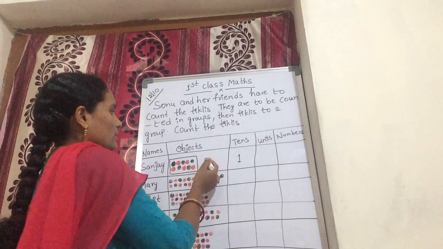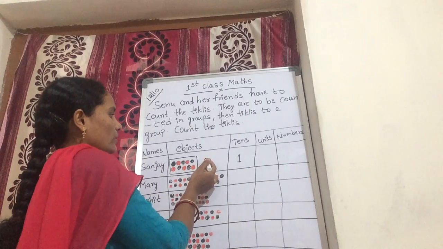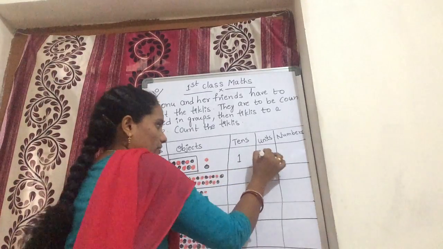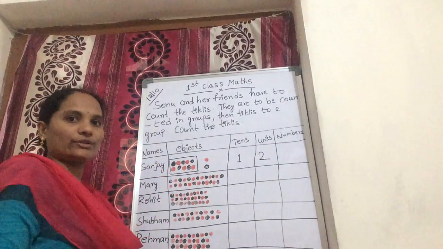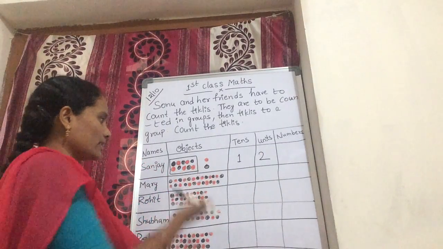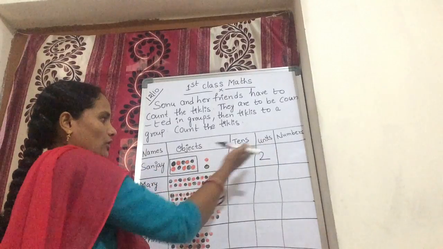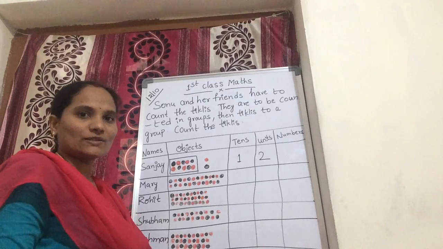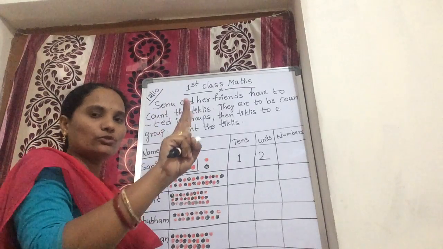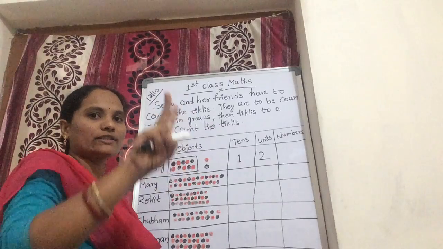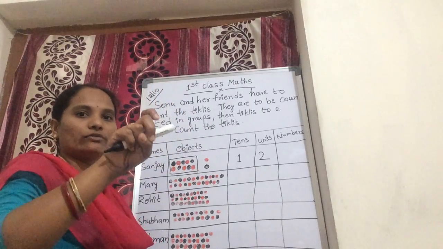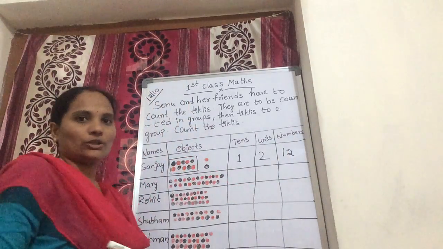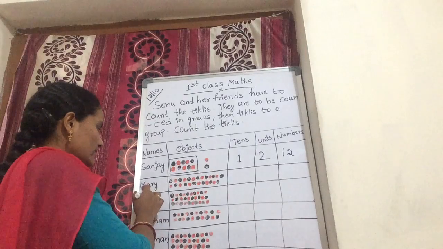Now children, let's count it. How many tens are there? Sorry, how many units? 1, 2. Single units, how many, amma? 1, 2. So total how many numbers? Tell me children. 10 plus 2, how much? 12. After 10, 2 fingers we are counting. 10, 11 and 12. So 10 plus 2 is 12. You get how many numbers, amma? 12.